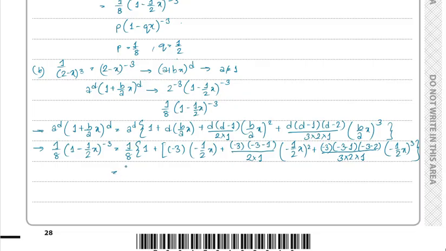So this would be 1 by 8 bracket 1 plus 3 by 2 x. And if you multiply minus 3 multiplied by minus 4 divided by 2, then this would be plus 6. So this would be plus 6 multiplied by half x squared, which would be 1 by 4 x squared.